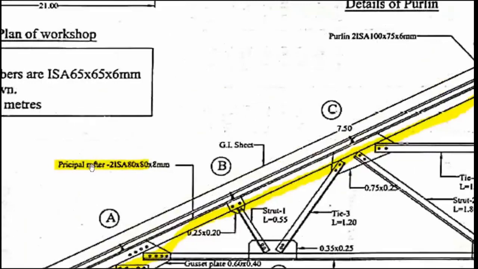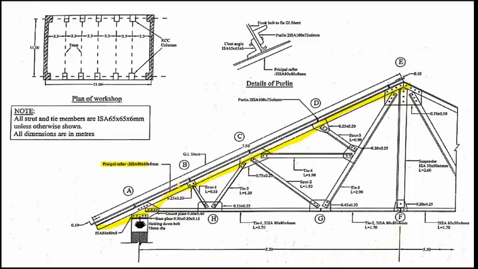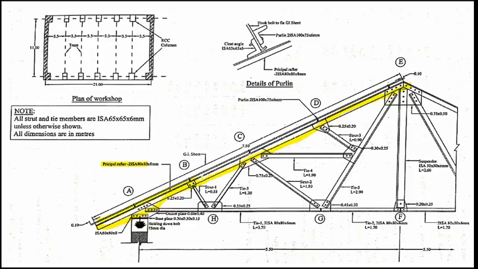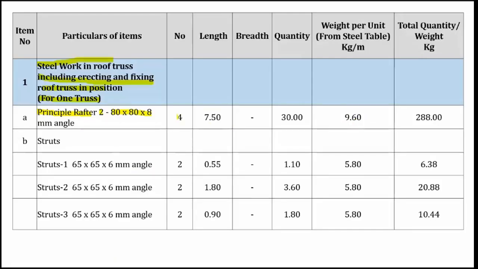They have given the principal rafter of size 80 by 80 by 8. That is a double angle. Double angle means here we have two angles which are connected back to back. So you can see here double angle 80 by 80 by 8 mm angle we have, right? On the left side we have two numbers. Similarly on the right side we have two numbers. So totally 4 numbers we have, therefore I have written this as 4 numbers.